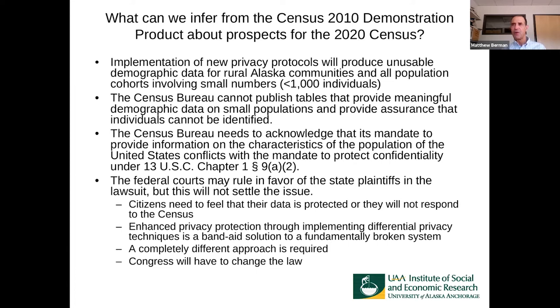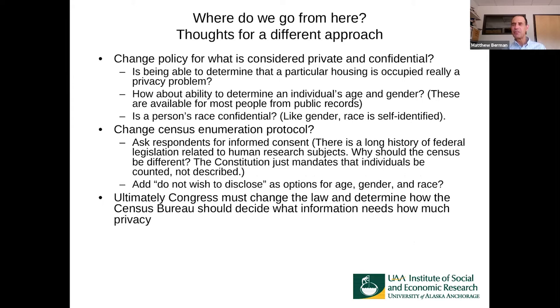What can we do? You know, Congress is going to have to change the law, I think, in the long run. We can change the policy for what's considered private, and we could change the way that the census is enumerated and specifically give people informed consent. But that's potentially a problem. That requires a change in federal law, really. So this is a real conundrum.